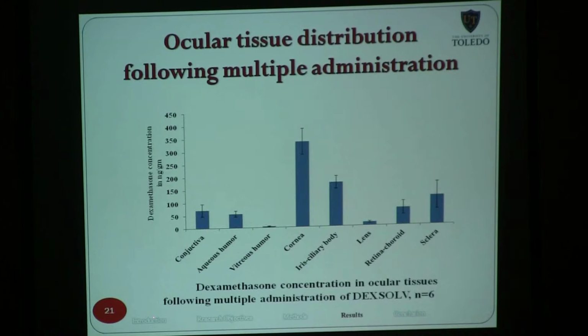And here, this graph shows the concentrations of the drug present in various tissues. Again, if you see here, in retina and choroid, we were able to achieve around 67 nanograms per gram of drug. And surprisingly, we were able to find the drug in vitreous humor. Upon single administration, we did not find any drug in vitreous humor. But upon continuous administration, the drug is partitioning into vitreous humor.